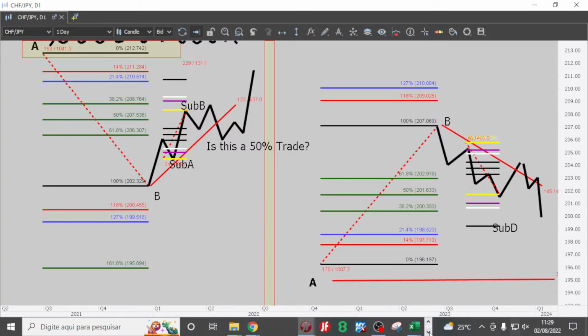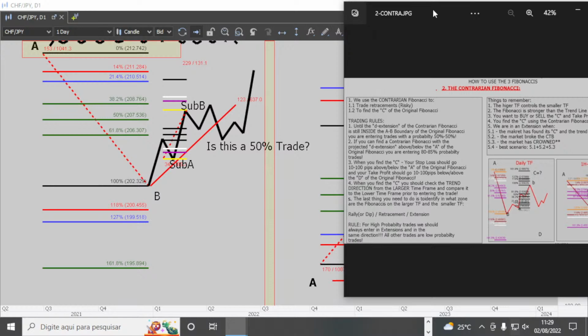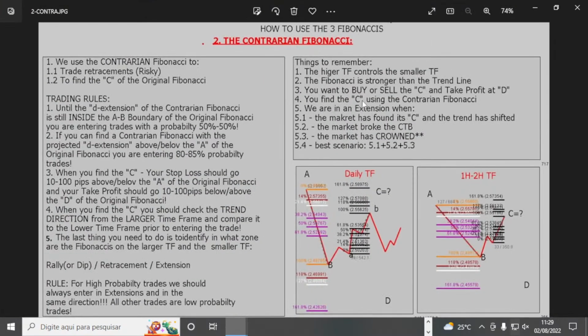Do you see everybody, or better question, can you understand the value of the Contrarian Fibonacci? If you can find a contrarian Fibonacci with the projected sub extension above or below the capital A, which is this one in here, of the original Fibonacci, you are entering, wow, 80 to 85 probability trades.